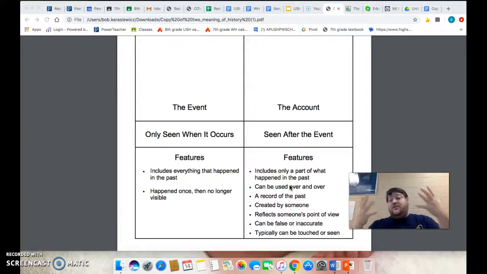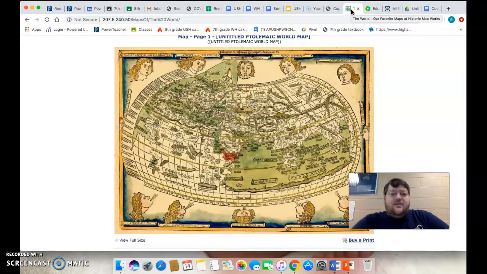An explorer brings a map maker with them, and they make a map of what they found. That's actually a historical event. The map itself then becomes a historical account. And maps can tell us so much more than where things are, historically speaking. So here's a website of different maps of the world in history.